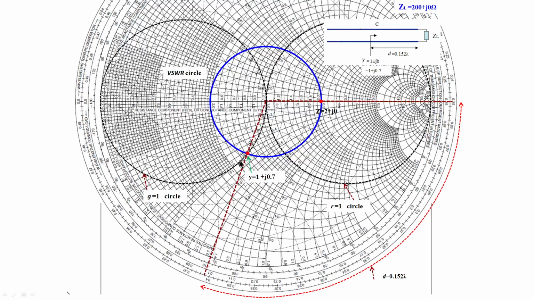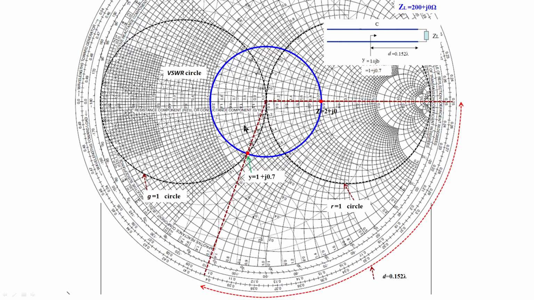So we moved like this. Whenever this cuts the G is equal to 1 circle, you stop here. Because at that position the admittance is like this: 1 plus something, the susceptance may be something, but the G value becomes 1 here, whenever the VSWR circle cuts the G is equal to 1 circle.